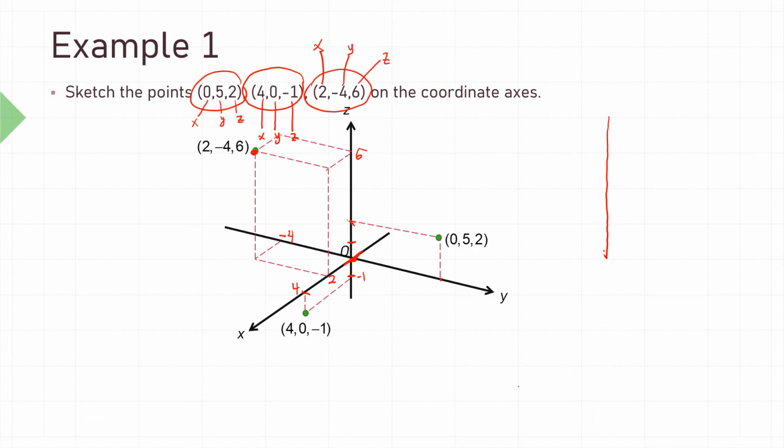Before I forget, in this system, this is the y-axis, this is the x-axis, and this is the z-axis. The positive part for the x-axis is this, +1, this is +2, and this is -1, this is -2.